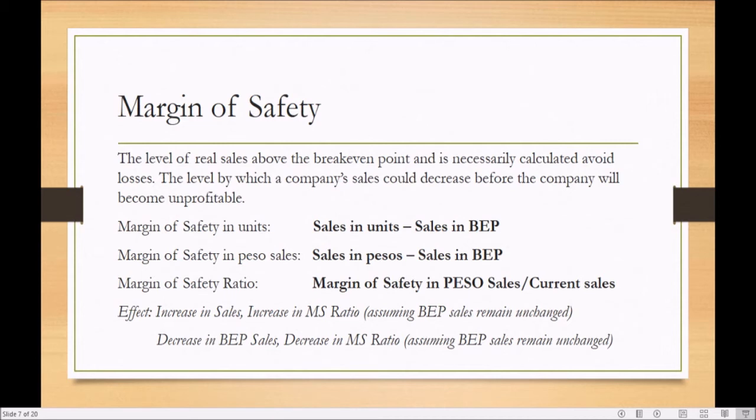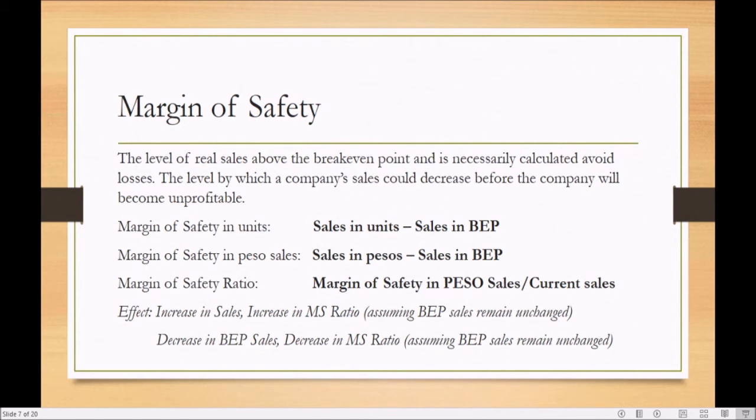So, how are we going to compute the margin of safety in units? The margin of safety in units is simply calculating the sales in units minus the sales in break-even point units, because units to units. The margin of safety in peso sales is sales in pesos minus the sales in break-even point peso sales. Okay?